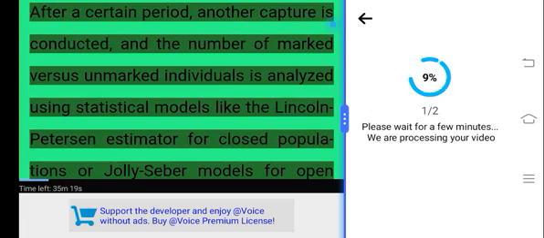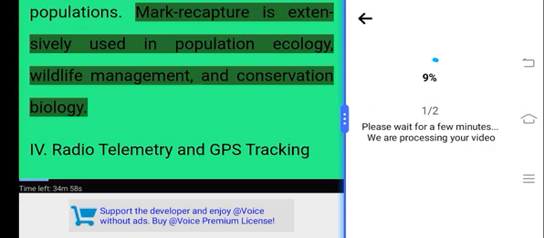After a certain period, another capture is conducted, and the number of marked versus unmarked individuals is analyzed using statistical models like the Lincoln-Petersen estimator for closed populations or Jolly-Seber models for open populations. Mark recapture is extensively used in population ecology, wildlife management, and conservation biology.